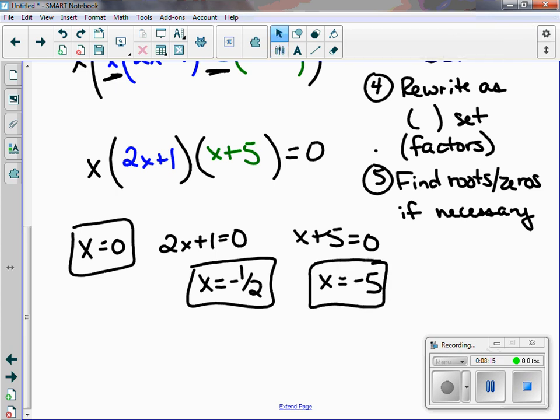Okay, sometimes it won't be just an x on the outside. Sometimes you can factor out, say, like a 3x squared or something of that nature. So you still need that to hang out the whole time. So this is factoring GCF and then factoring by AC just as a refresher.